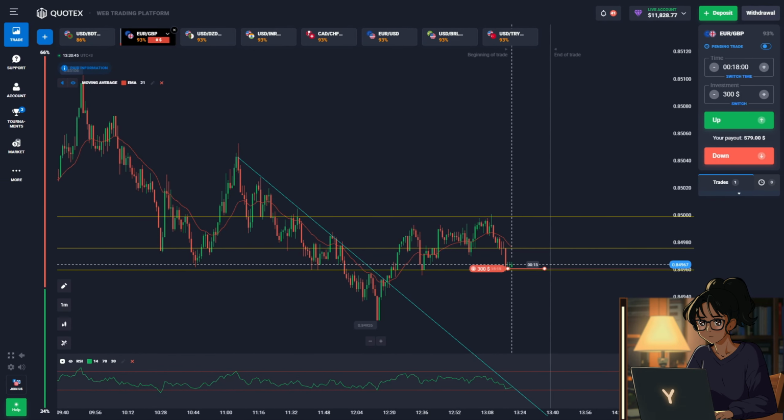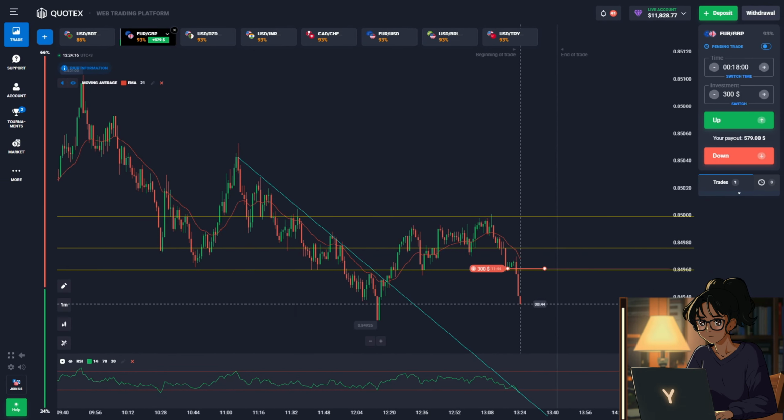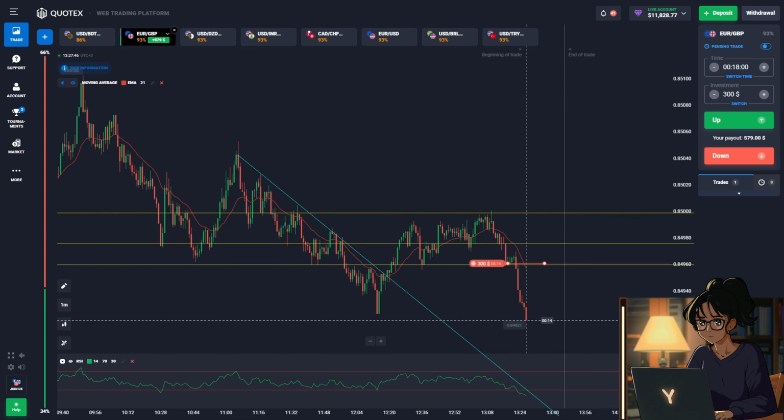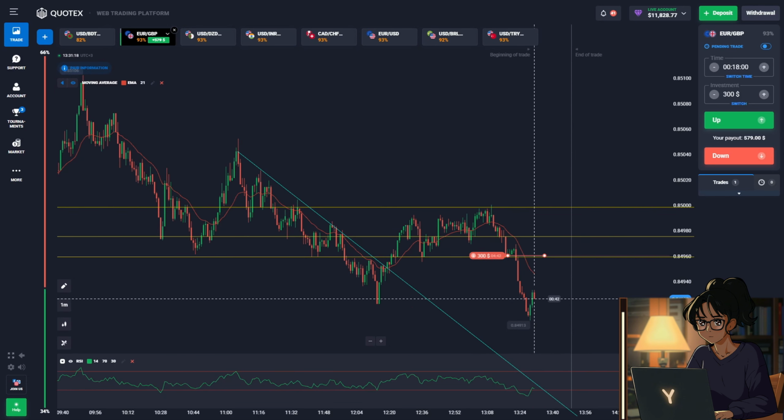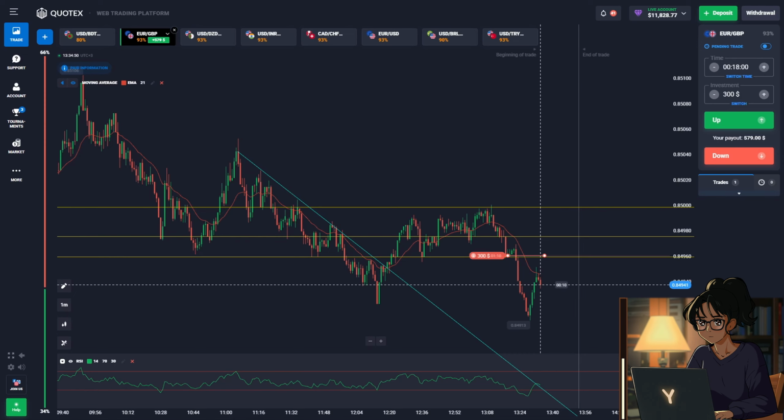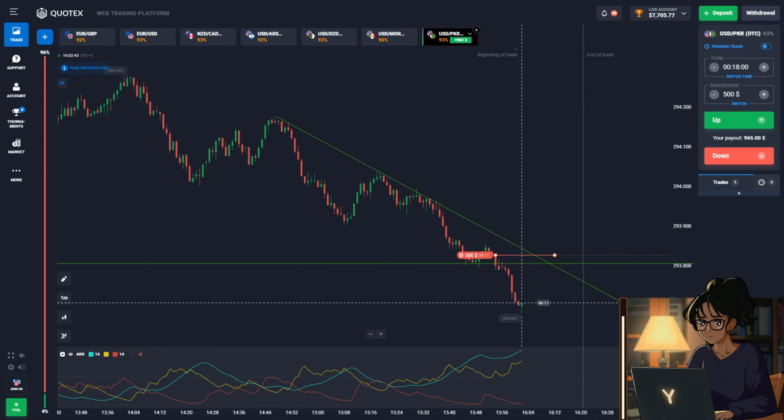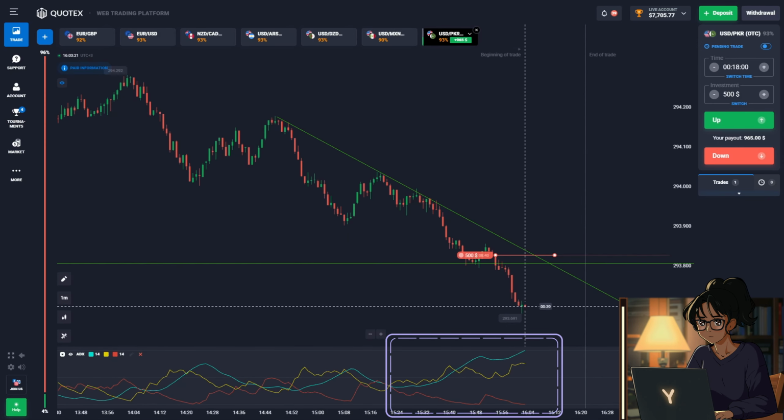This kind of breakout is often confirmed by a spike in volatility. Candles get longer and momentum kicks in. Want confirmation? Use indicators. For example, ADX. If it's above 25 and rising, the trend is gaining strength.